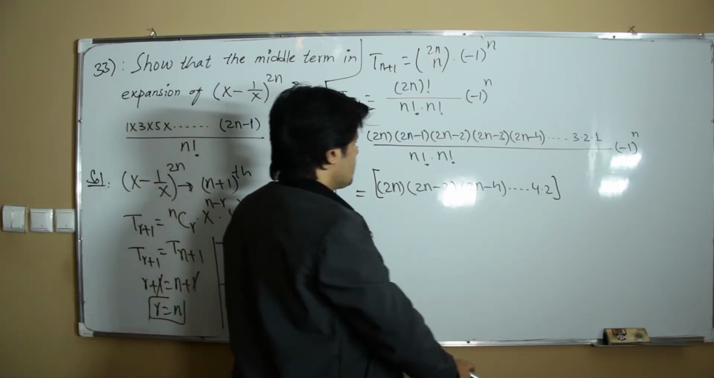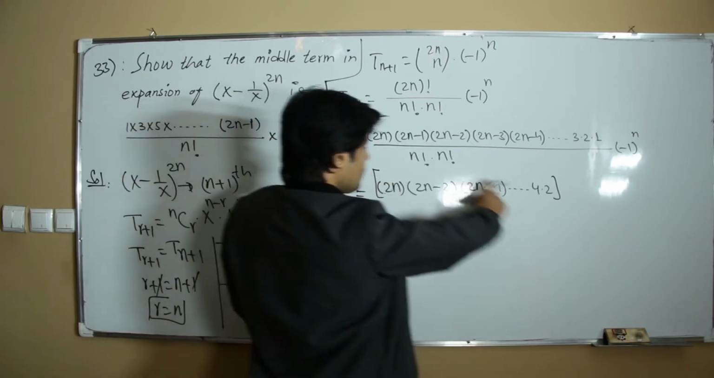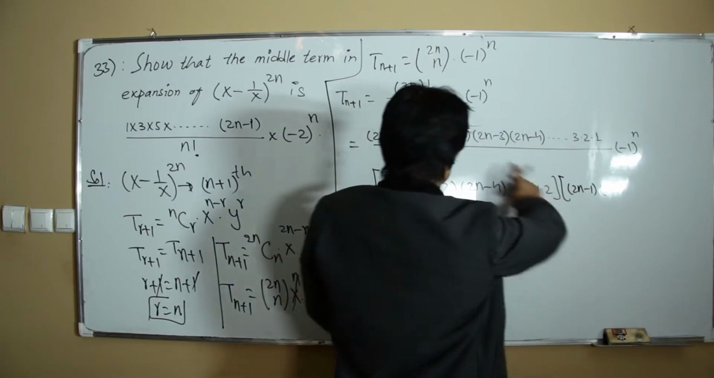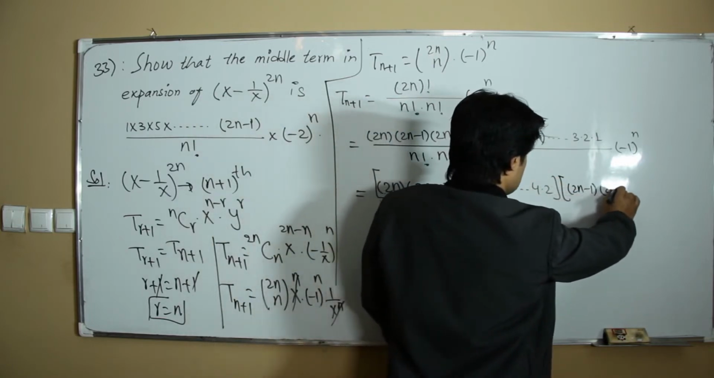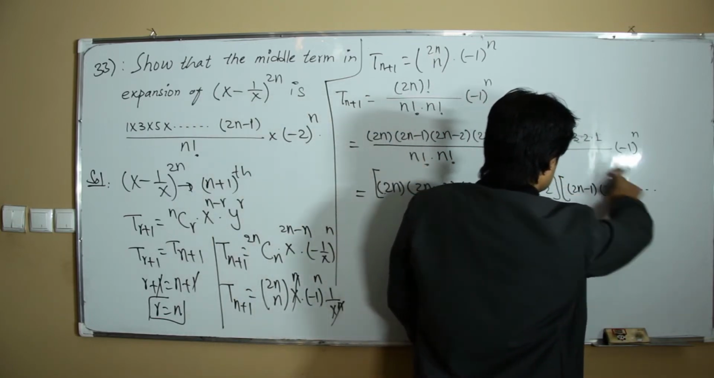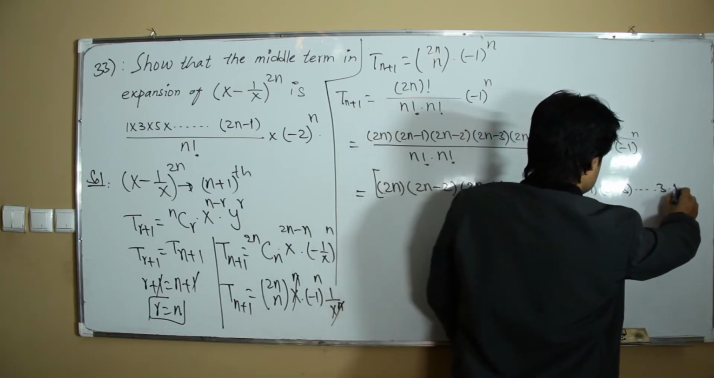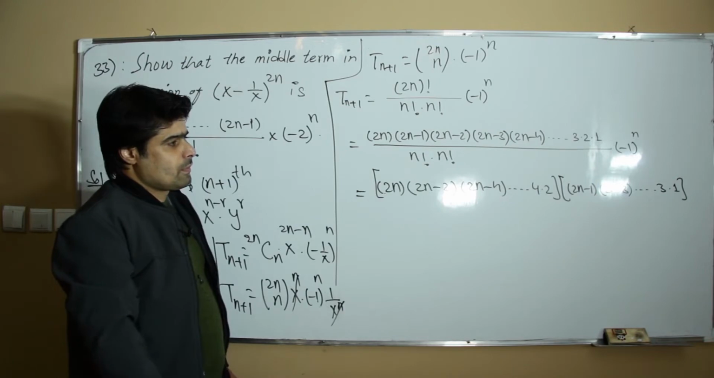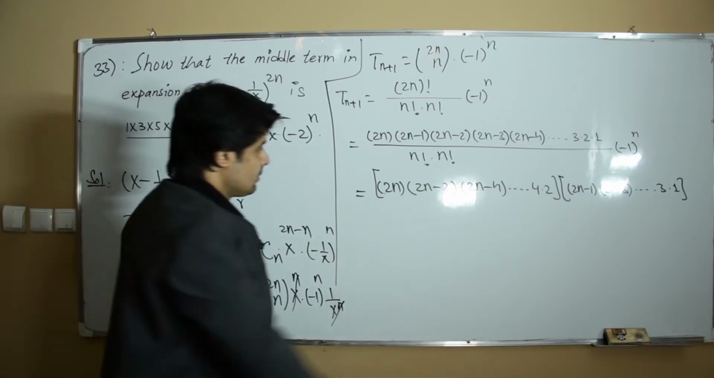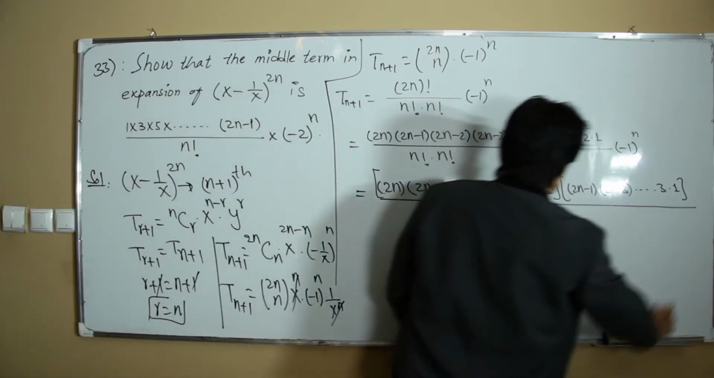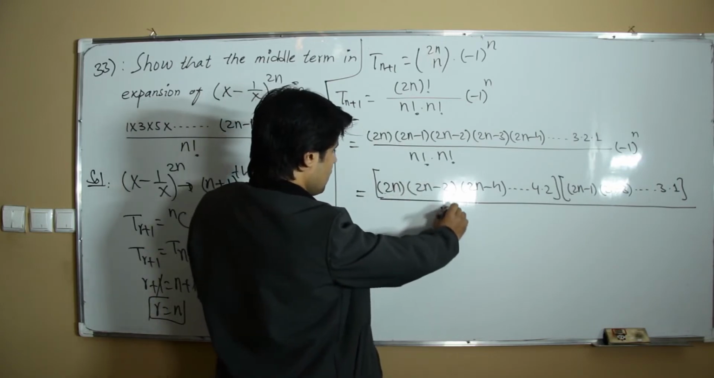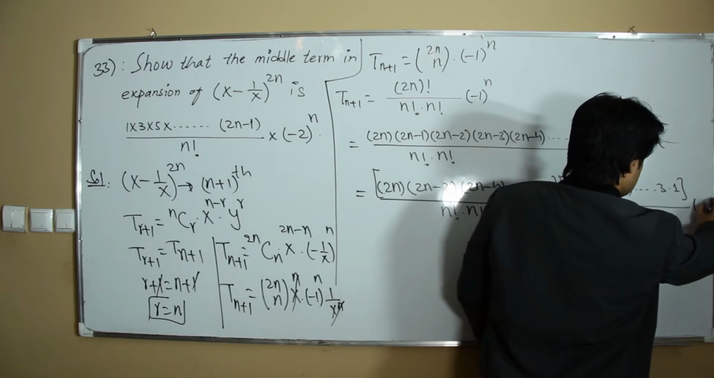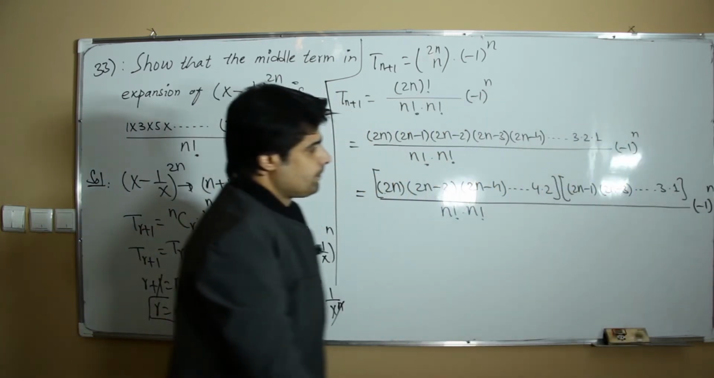If we separate the odd terms, we will have 2n minus 1 and 2n minus 3, up to 3 times 1. It is our numerator. Now what do we have in the denominator? n! times n! times minus 1 raised to the power n.